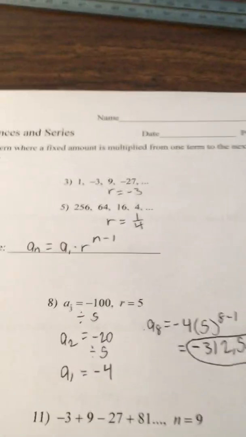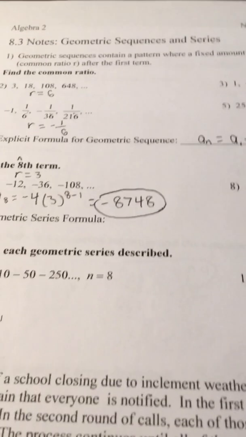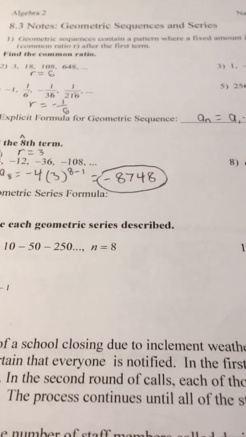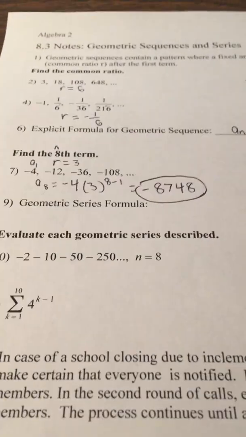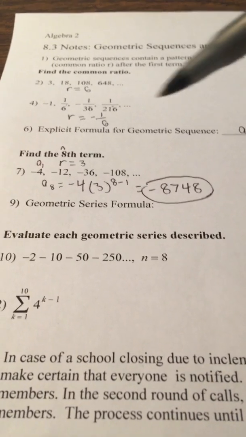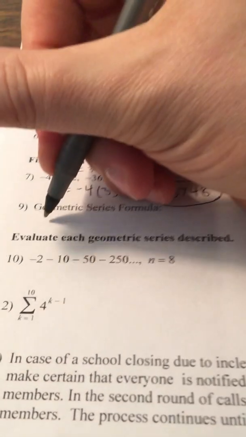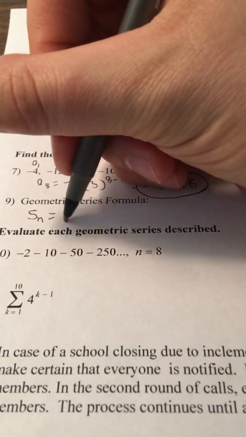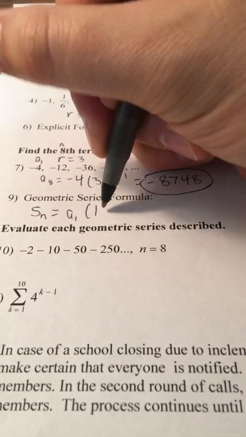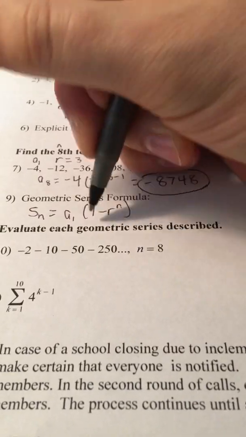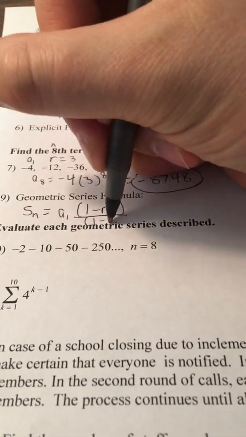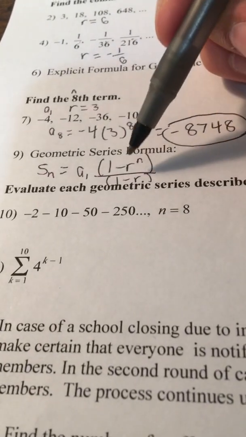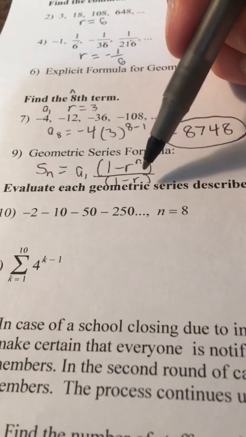Now, last thing we're going to look at, geometric series. Remember, series and sequence aren't the same thing. Series is the sum. All right, so the formula for a geometric series is this. S of n, S for series or sum, equals A1, parentheses, 1 minus r to the n, divided by, parentheses, 1 minus r. There's no n minus 1 in this one. It's just 1 minus r to the n over 1 minus r.